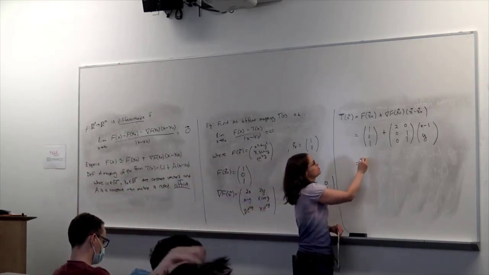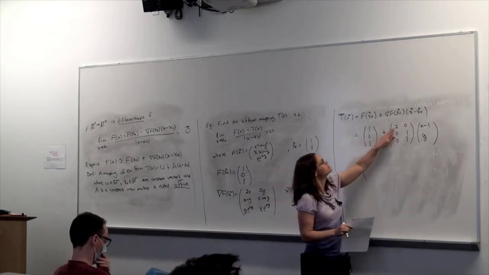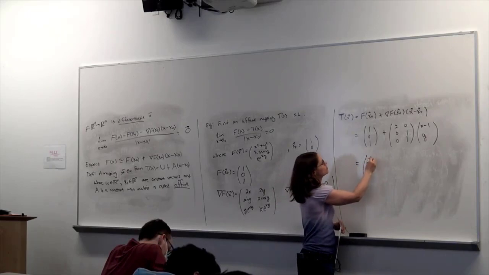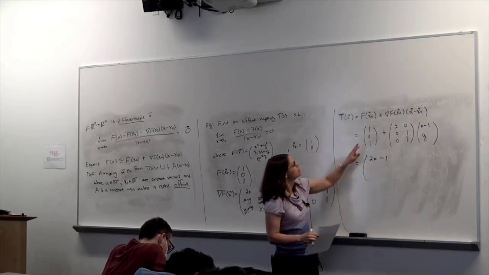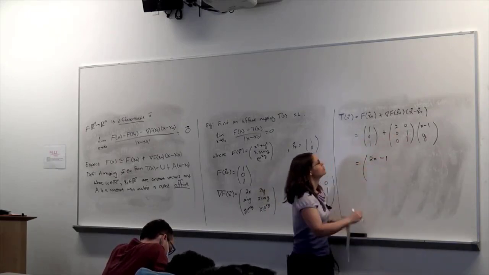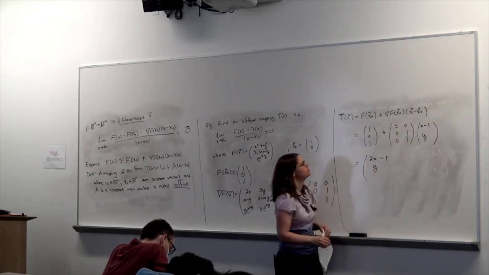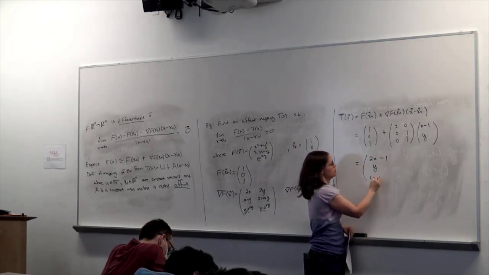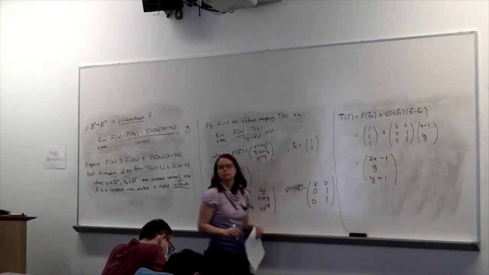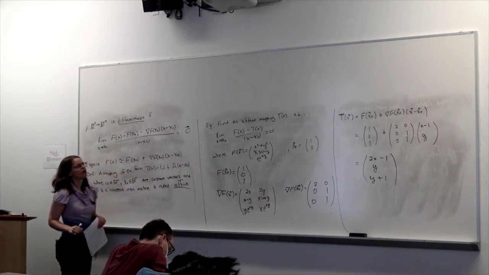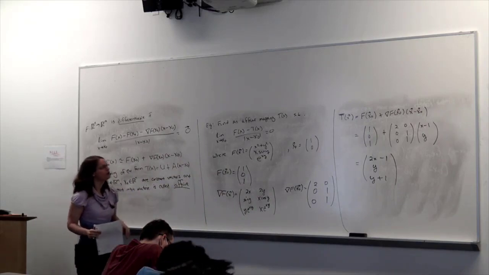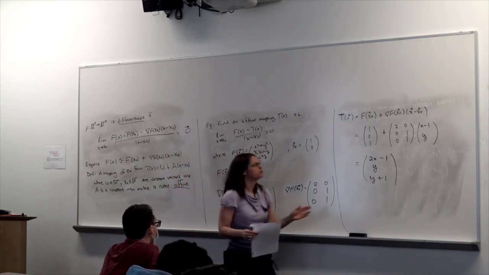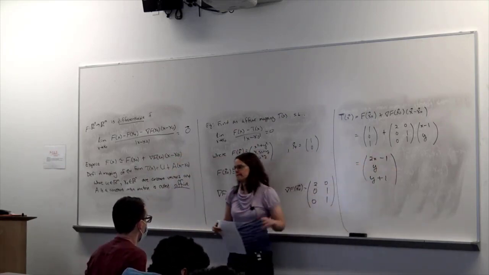Okay, and we could simplify this if we want to. We get 1 plus 2x minus 2 when we multiply that out. So that's 2x minus 1. Here we get 0 plus y. Here we get 1 plus y. And now we know that close to this x naught, this function should track pretty well with this linear function.